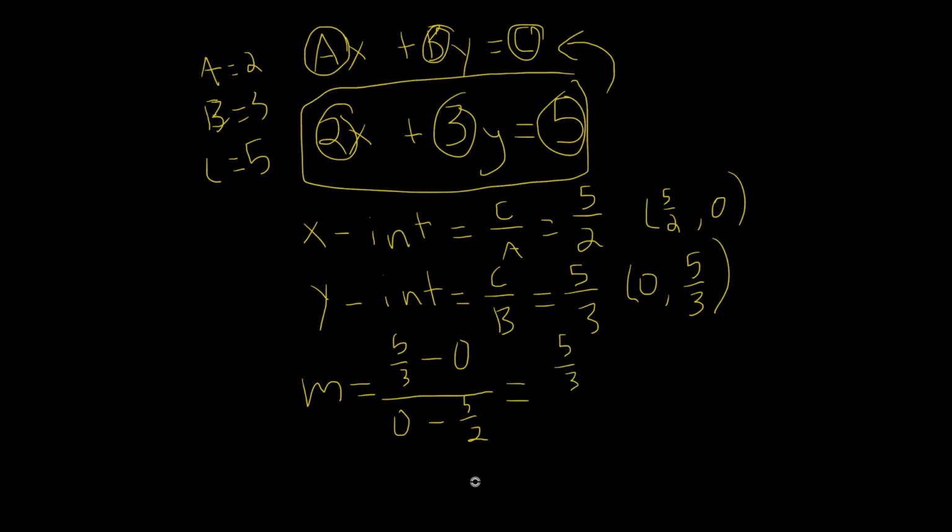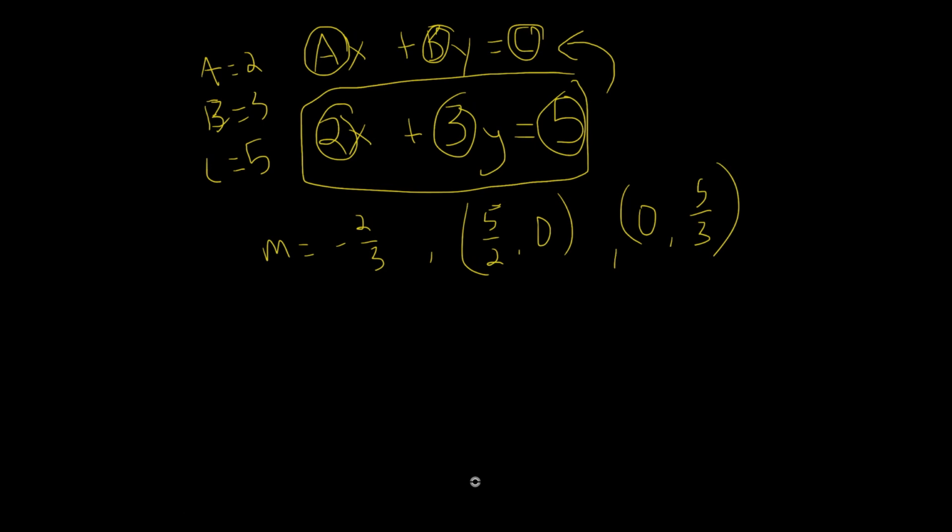And let's simplify this a bit. 5 thirds minus 0 is 5 thirds, over 0 minus 5 over 2, that's negative 5 over 2. And this can also be written as, let's divide these two fractions, negative 10 over 15. And what's a common factor of these two? 5. So let's divide both of these by 5. Negative 10 divided by 5 is negative 2, and 15 divided by 5 is 3. So our answer here is negative 2 thirds.